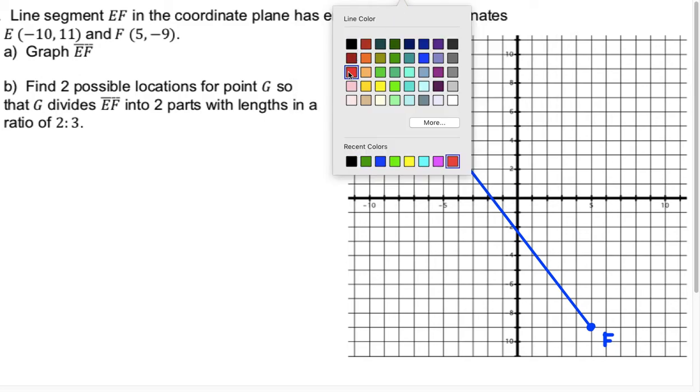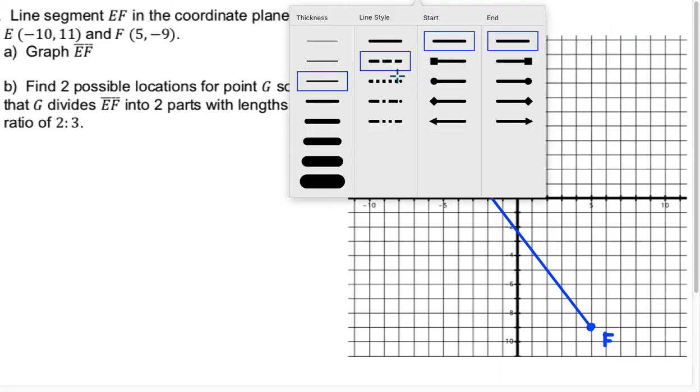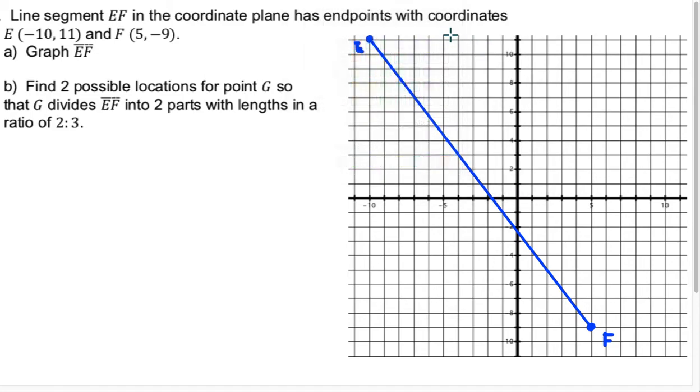All right, let me make it red. So I want my horizontal distance calculated all the way, and then I want my vertical distance calculated. All right, so it seems like this is quite lengthy, but that's okay. So this is 10 units plus 5 units makes 15 units. So this is 15 units going horizontally. Okay, and now this is 11 units plus 7 units makes 18 units.